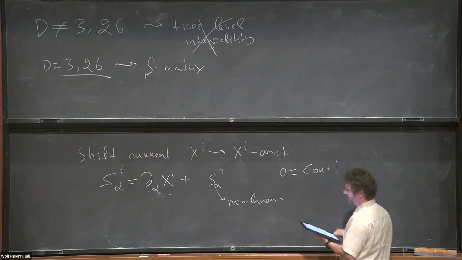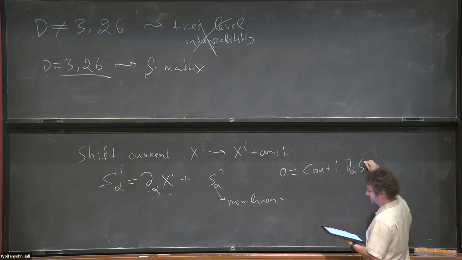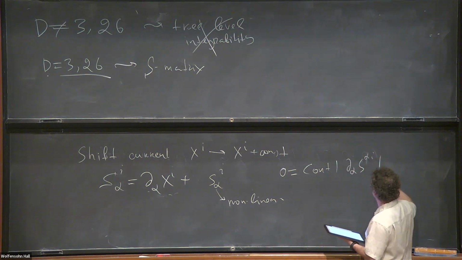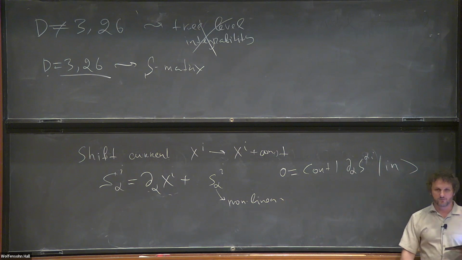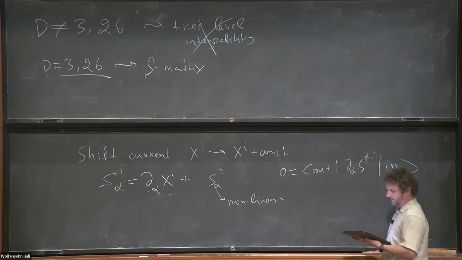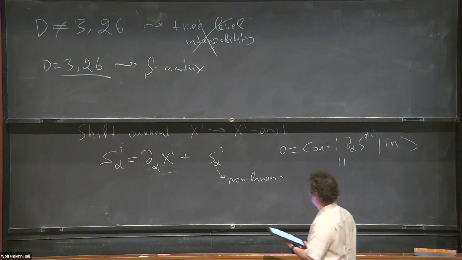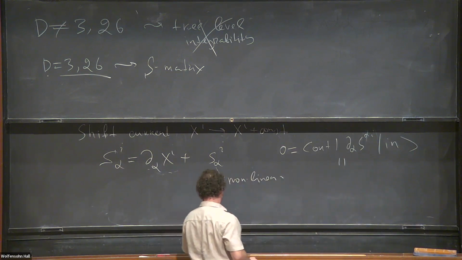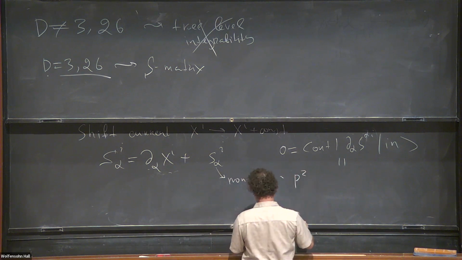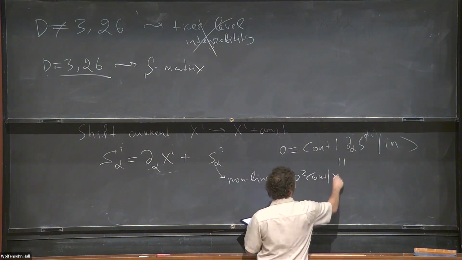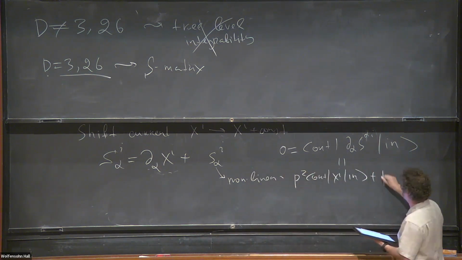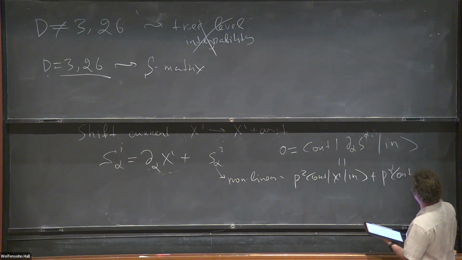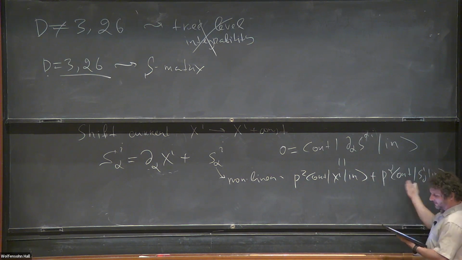Then to derive the soft theorem, one starts with this equality. One considers the matrix element of the divergence of this current between two arbitrary on-shell states, and following what is written here, that can be written as p squared times the matrix element of the field X plus p alpha times the matrix element of the nonlinear part of the current. That should be equal to 0.